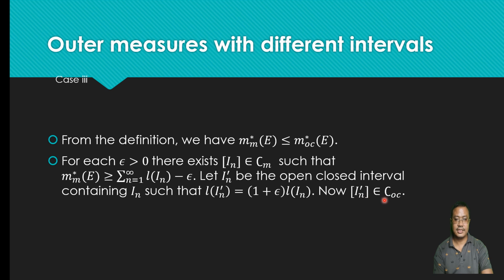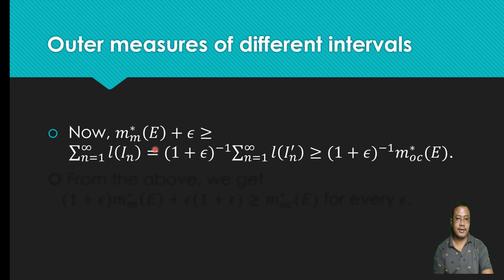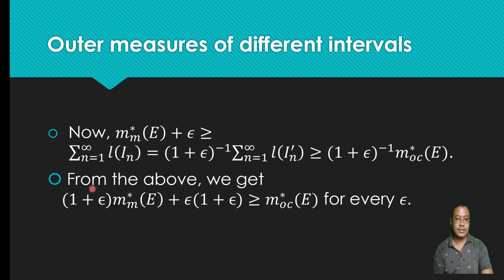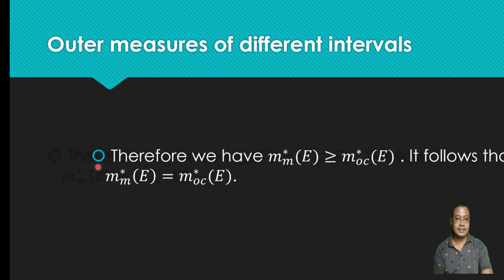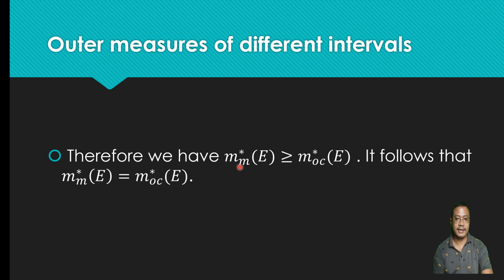So therefore m star of M_E plus epsilon will be greater than the summation, n going from 1 to infinity, of the length of the interval. That is what we have done so many times here, this one. So from the above we get this one again, and then therefore we have this one: m star of M_E will be greater than or equal to m star of OC. So it follows that again the equality holds true.